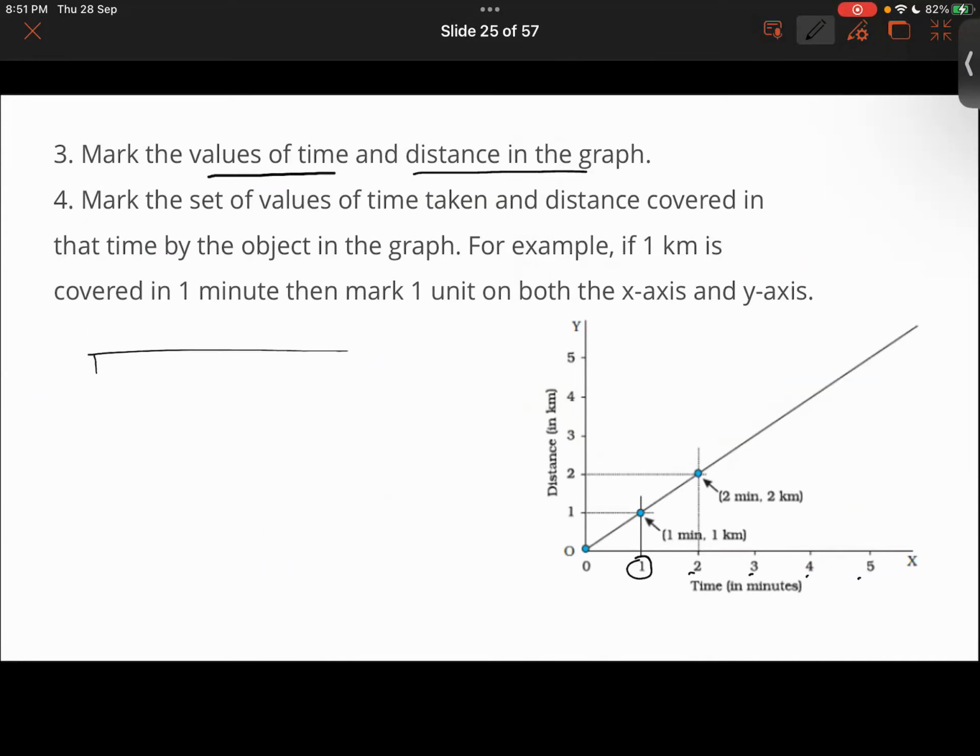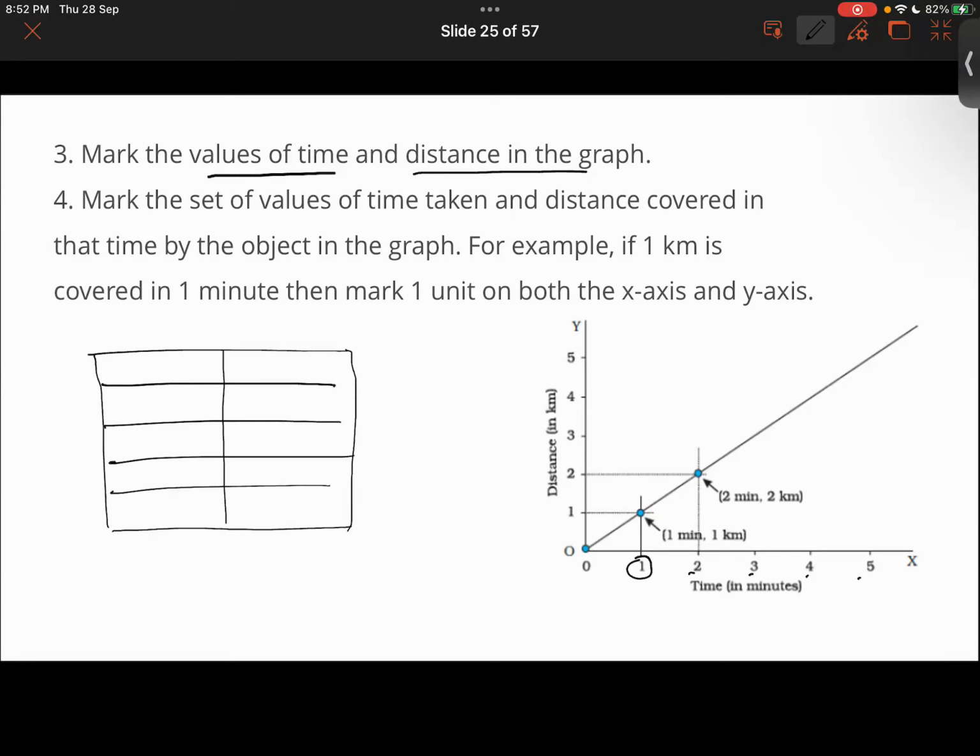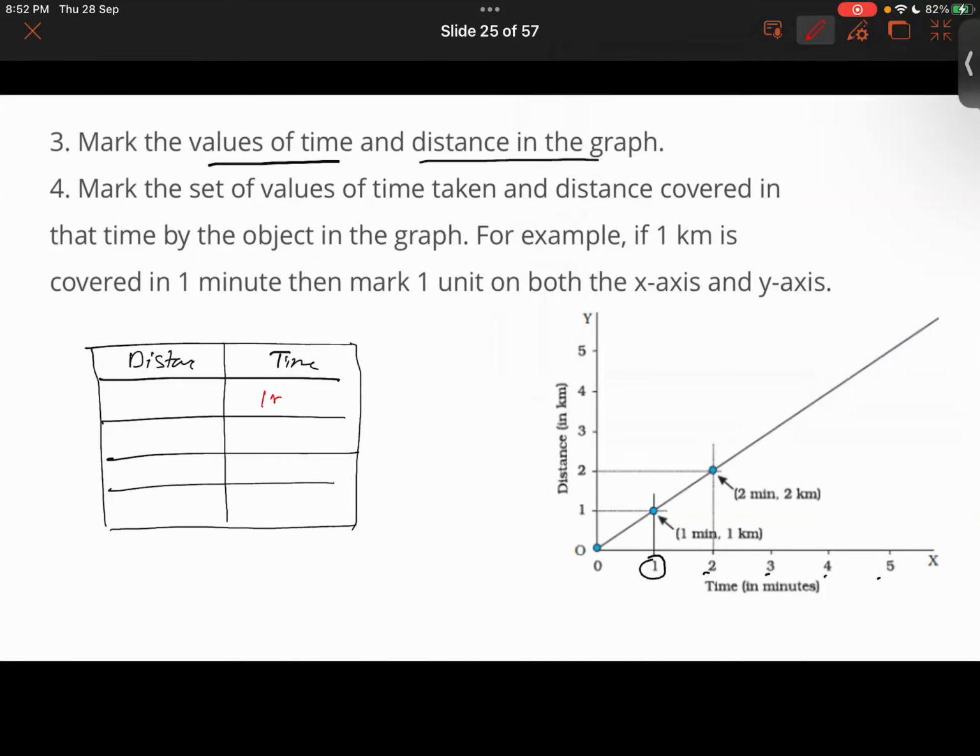Now in the question, it will be given like this: you can make a table from the values given in the question, with distance and time. The question will say that in 1 minute, 1 kilometer distance is being traveled. So you will draw perpendicular lines to the axes. You will draw a perpendicular line to the x-axis at 1. Getting it? And since the question says that in 1 minute, 1 kilometer has been traveled, you will also draw a perpendicular line on the y-axis at 1. The point where they meet will represent the speed of that body at time 1 minute.